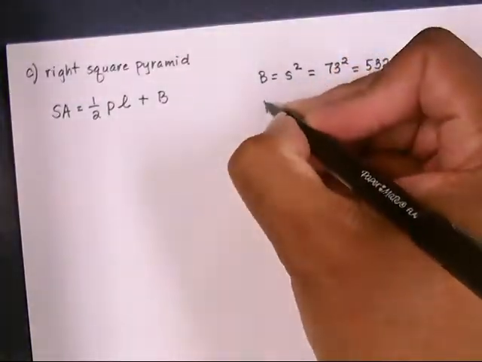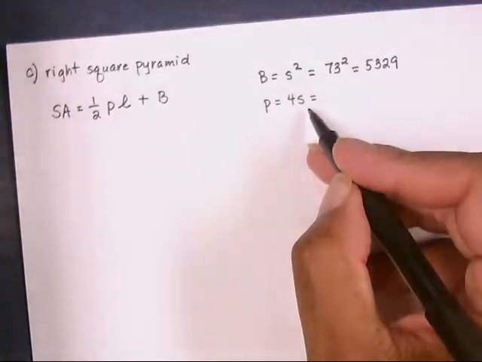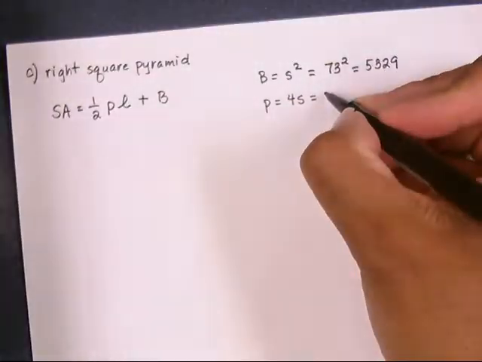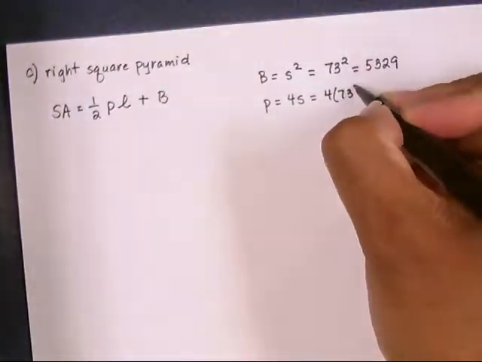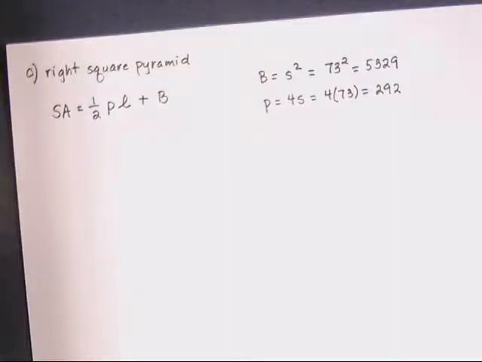And then I need the perimeter of that square. The perimeter is going to be 4 times the length of each side. So it'll be 4 times 73. That's going to give you 292.